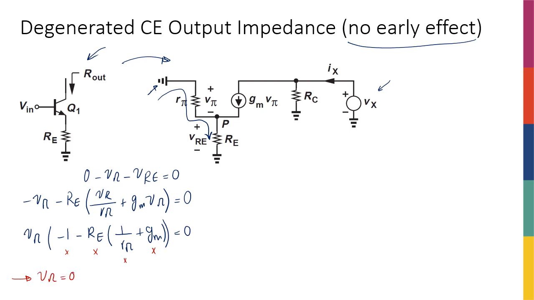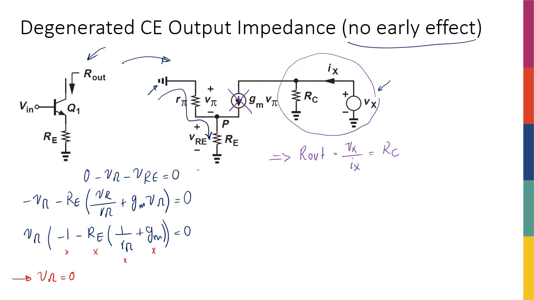And that's important because the moment I know V pi is 0, then I know that GM V pi is going to be 0. Therefore, this current source goes away, and my circuit is going to be simplified to this. Therefore, R out, which is equal to Vx over Ix, is just going to be RC. So in terms of R out, normal common emitter and common emitter with degeneration don't have any difference, at least when there's no early effect. They both have the same RC.